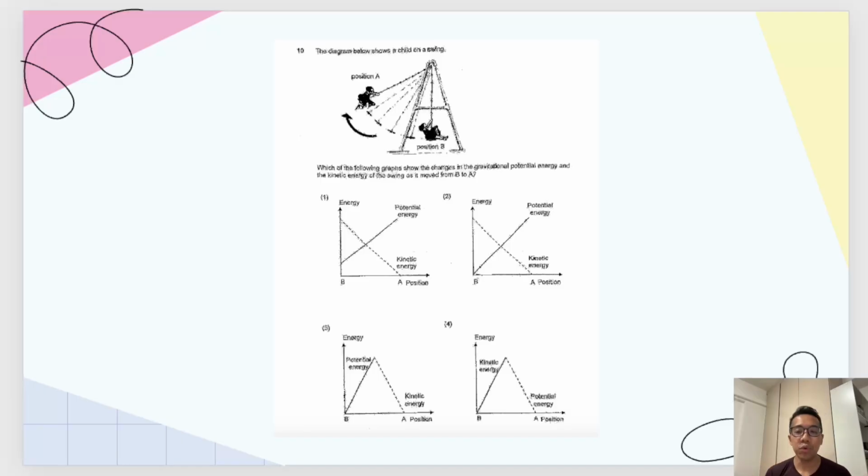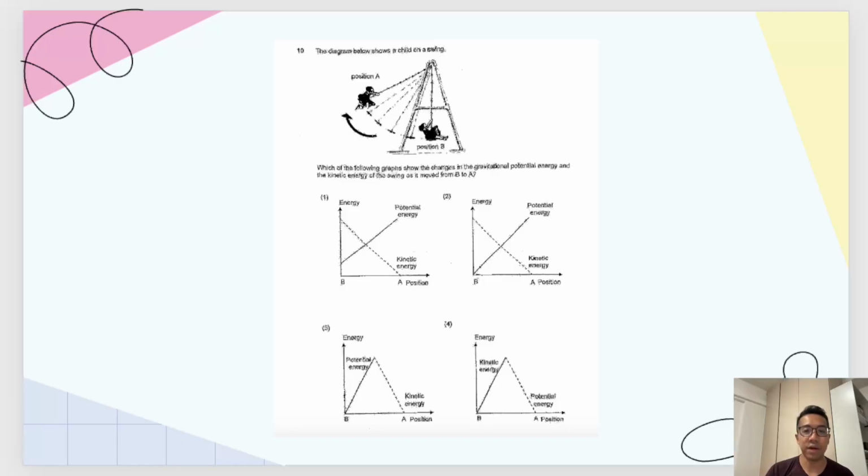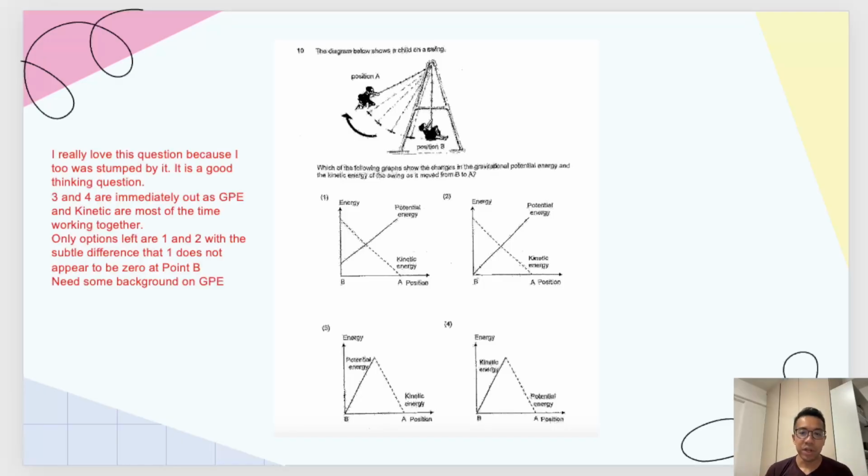For option 1 and 2, the only difference is that the gravitational potential energy is 0 for option number 2. Before we go on any further, I'll go through what I have covered so far. As mentioned, I really love this question because it makes you pay attention and think through your options. Option 3 and 4 are immediately out because kinetic energy and gravitational potential energy work hand in hand. Only options left are 1 and 2, where option 2 states that gravitational potential energy is at 0.